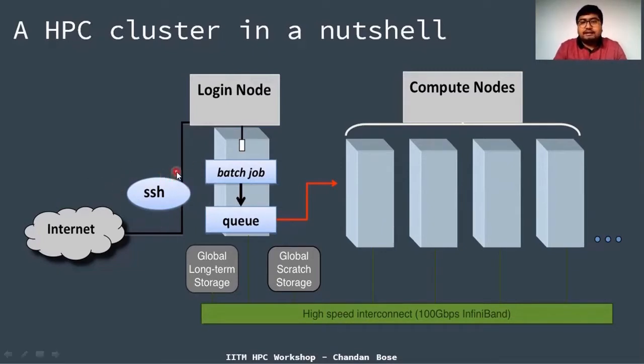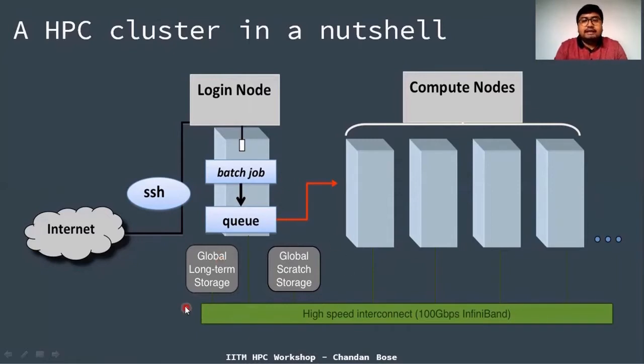Once you are connected to the cluster, you are in the login node, and then you have to use a job scheduler to batch your job and submit. After you submit your job, it will be in a queue, and when your job will be running, this job will be performed by some of the compute nodes. And once the job is run and you have the results, those results will be stored in the storage.